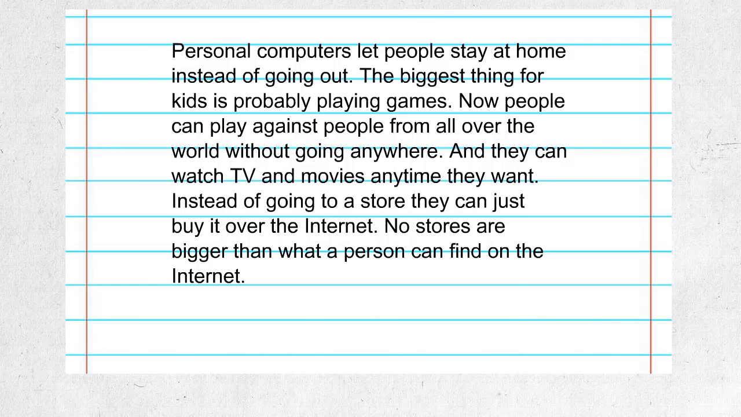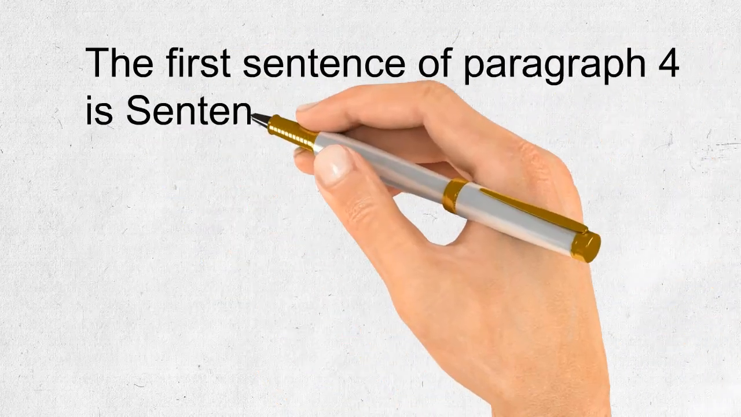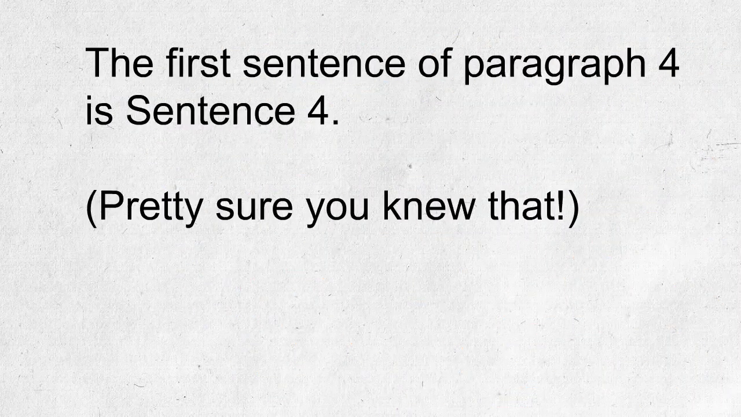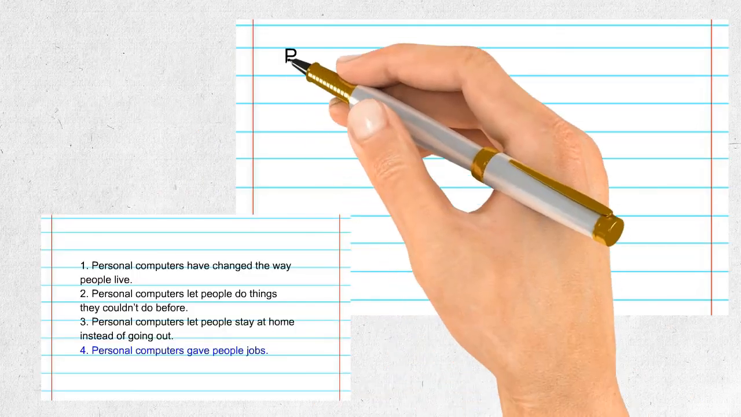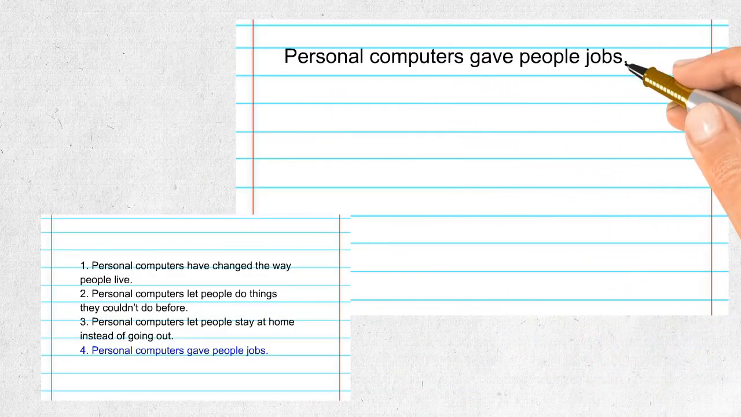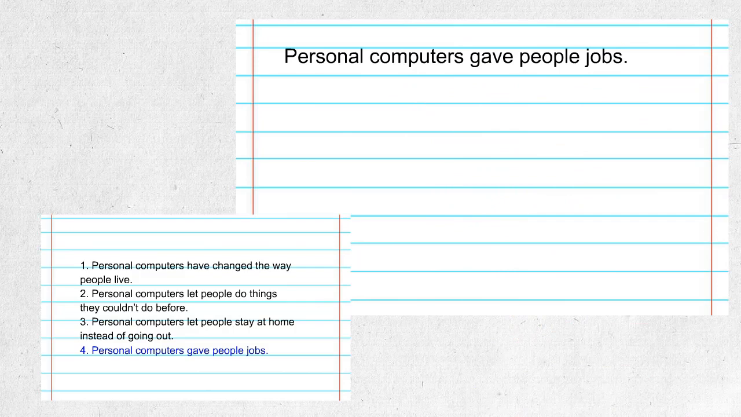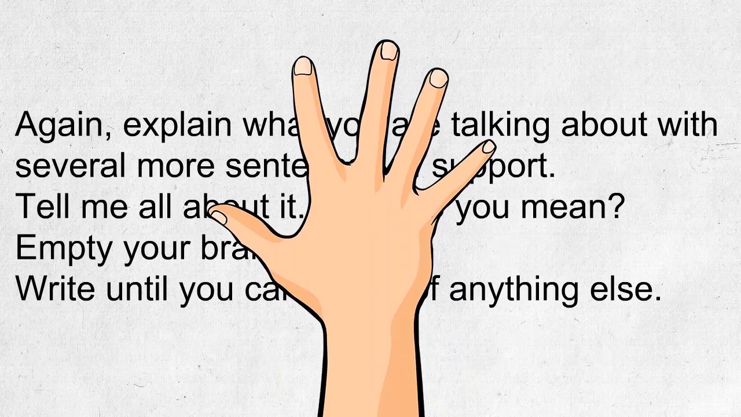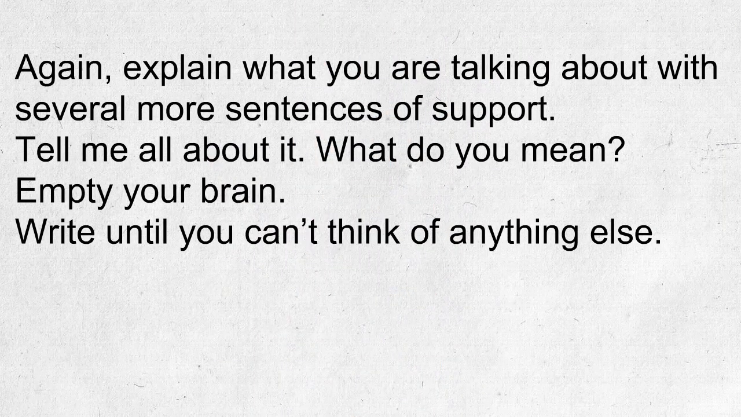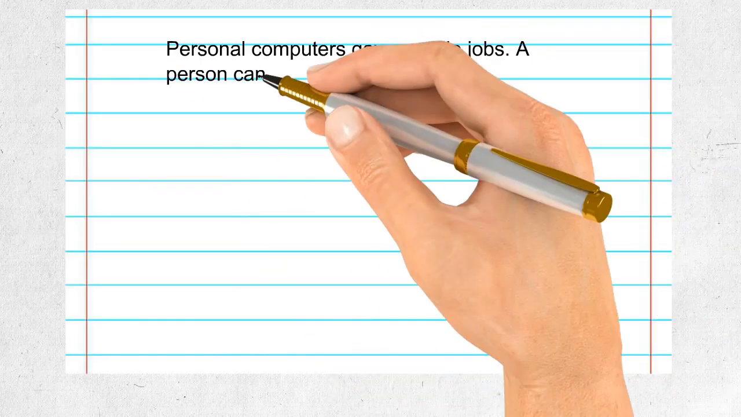What do you think? That's right. The first sentence of paragraph 4 is sentence 4. Very good. So you write that down. And of course, you're going to explain what you're talking about with several more sentences of support. You're going to tell me all about it. What do you mean? Empty your brain and write until you can't think of anything else. Again, have that conversation. And here's my conversation. Again, first computers gave people jobs.